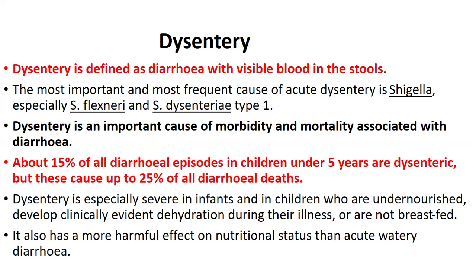Okay, so that is about polio, about poliovirus, how it affects the globe and how we can manage it. The next one is dysentery. Dysentery is defined as diarrhea with visible blood in stool.